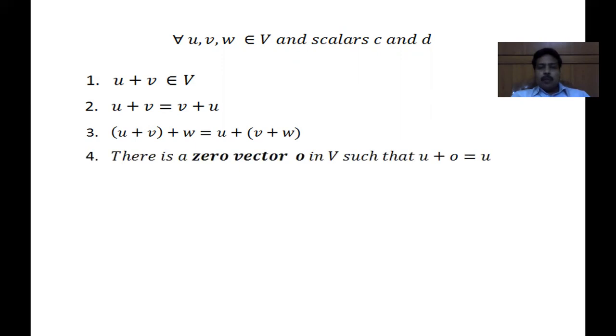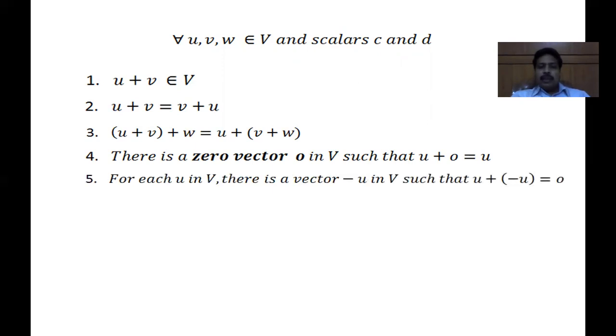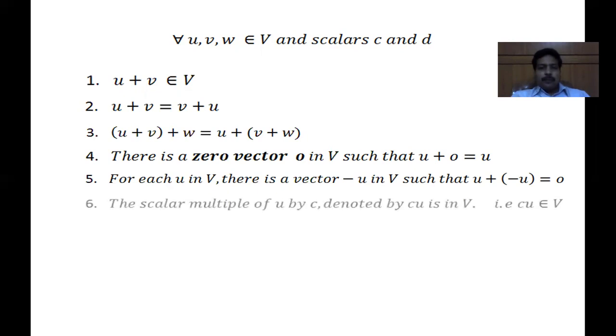There is a zero vector O in V such that u plus O is equal to u. And for each vector u in V, there is a vector minus u in V called the negative of u such that u plus minus u is equal to O. In group theory, these 5 axioms form an abelian group. And the sixth one is that the scalar multiple of u by a scalar C, denoted by Cu, is in V. That is, Cu belongs to V whenever C is a scalar and u is a vector in V.